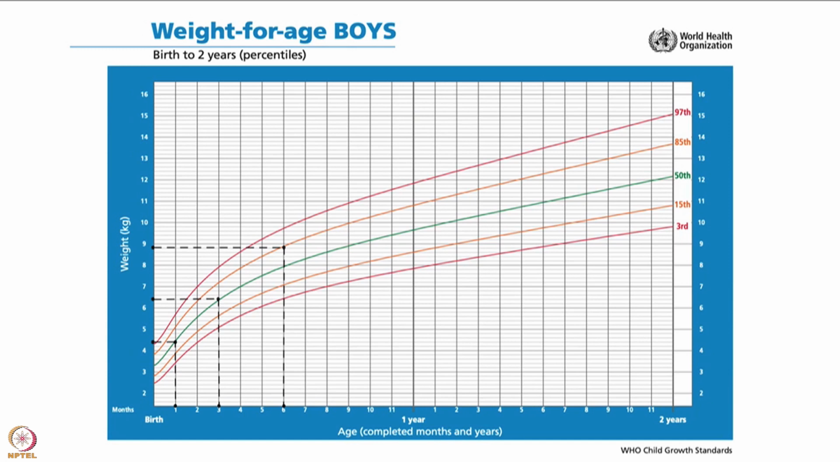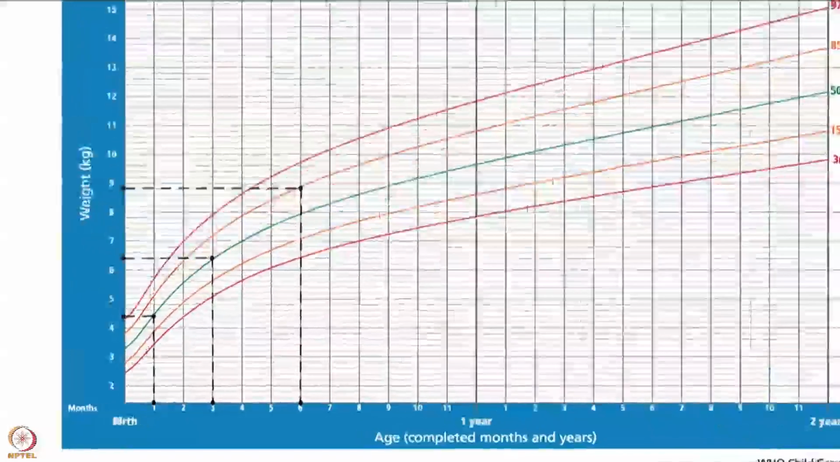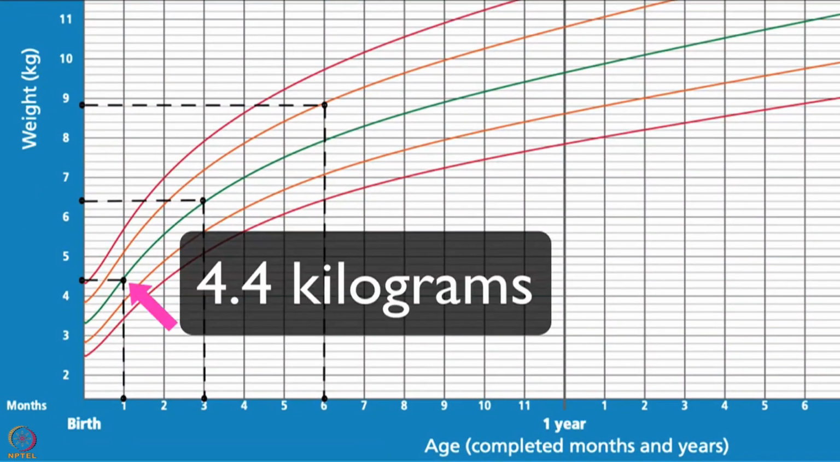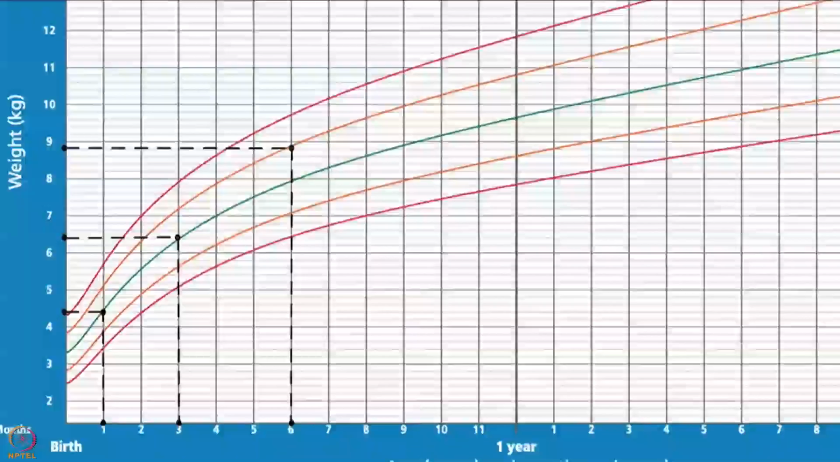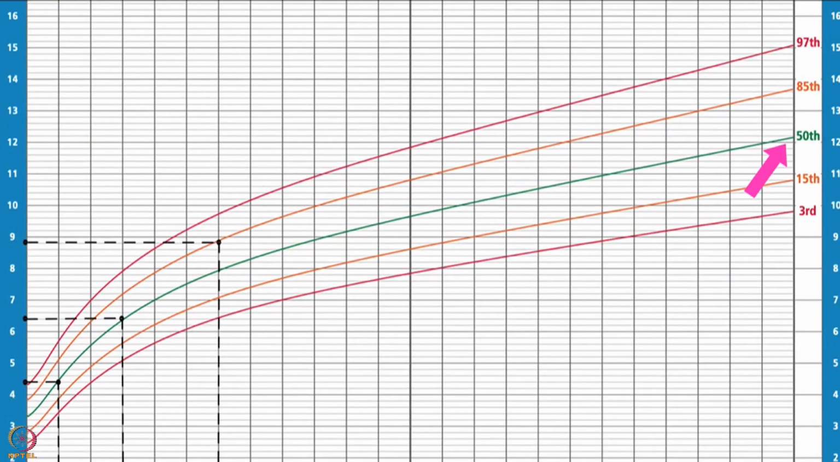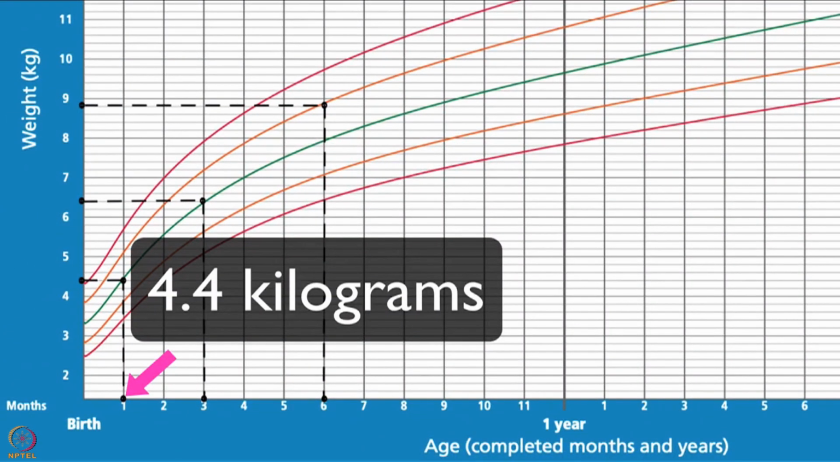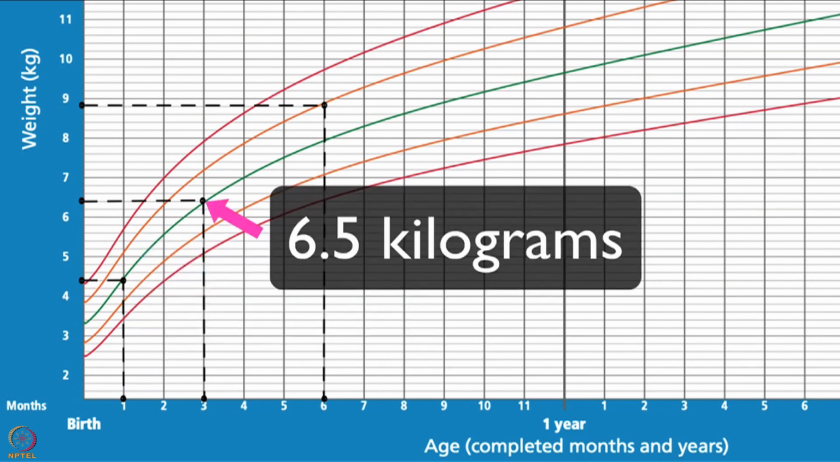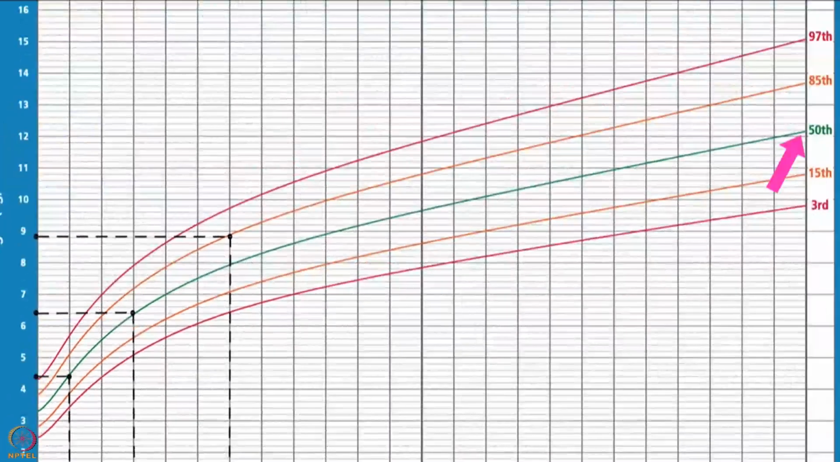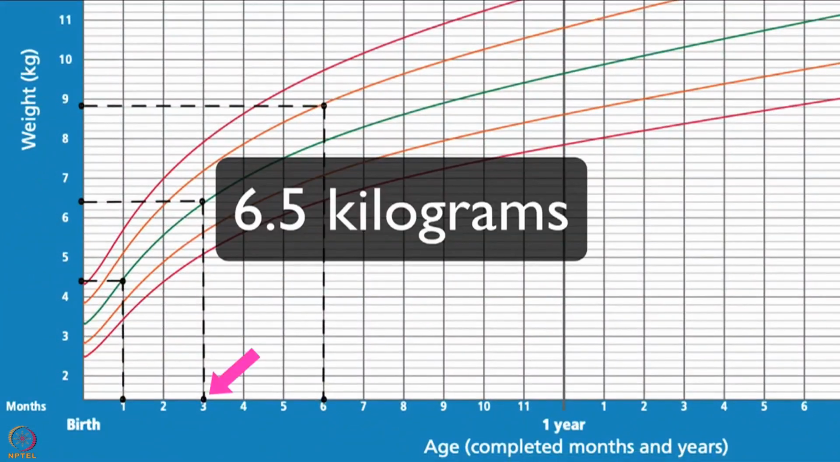This graph shows Amit's weight for age plotted thrice over 6 months. Amit weighed 4.4 kgs at 1 month of age. It is almost at the 50th percentile. It means he is of average weight 1 month after birth. He weighed 6.5 kgs at 3 months of age. It is a little above the 50th percentile line. It means he is of average weight at 3 months of age.